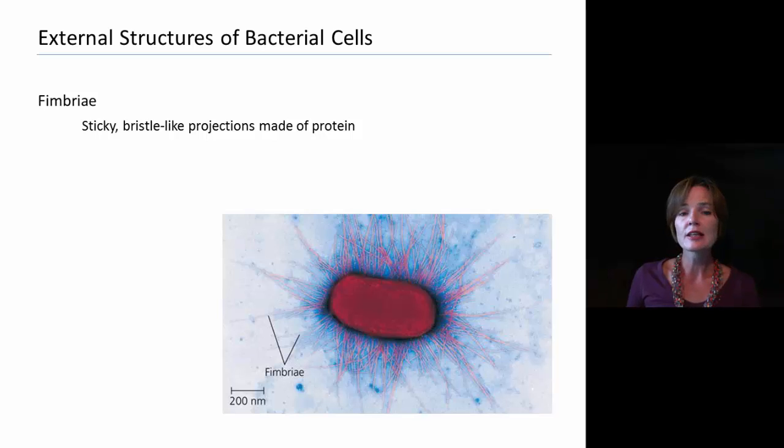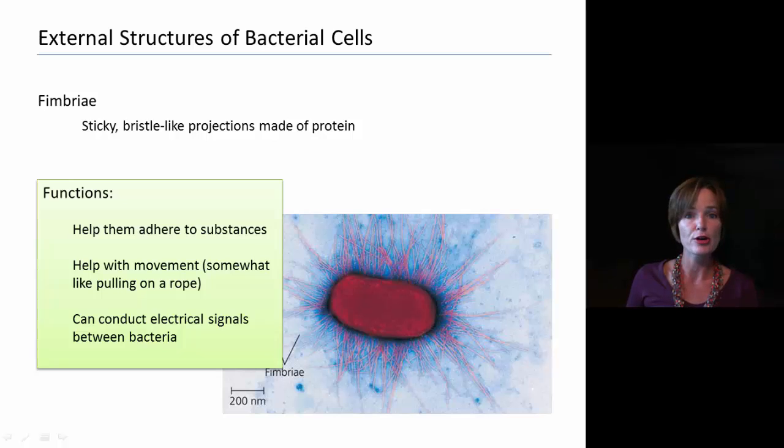Now by bristle-like, that means they're pretty rigid structures, and as you can see in the image here, a cell can have tons of these projecting from the outside. Now there's a few different functions that these fimbriae are going to have. One of them is that they are going to help bacterial cells to adhere or stick to substances. So this could be stick to specific surfaces.